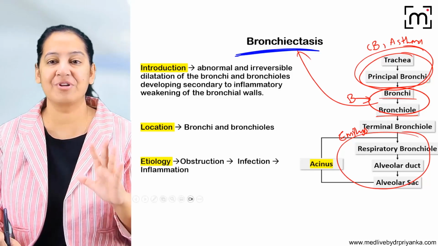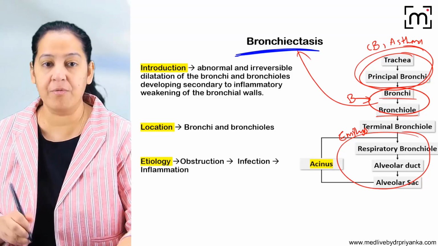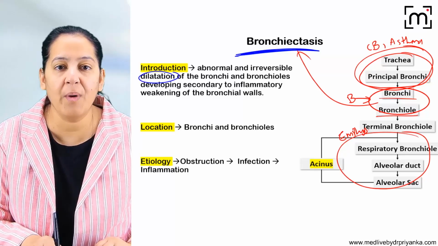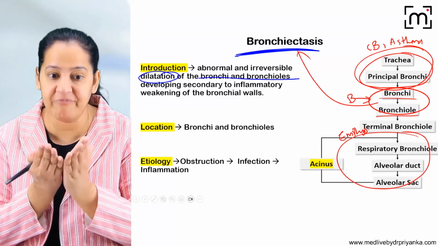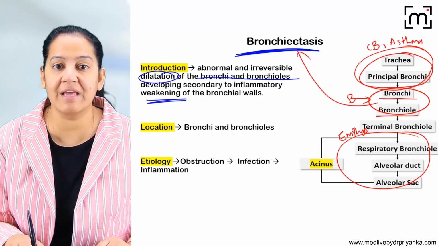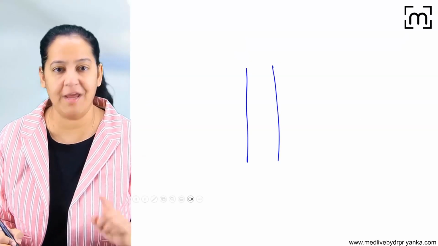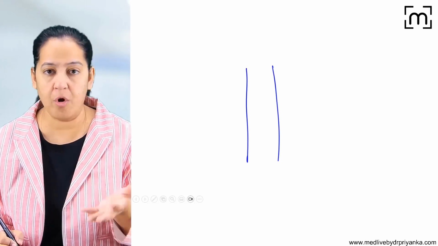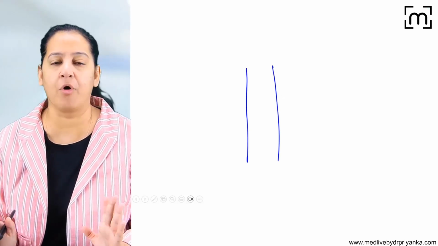So what is the level of obstruction? It's bronchi and bronchiole. What is happening in the bronchi and bronchiole? They get dilated. Why do they get dilated? Because their walls become weak. Who is causing the weakness of the wall? The infection and inflammation. Imagine this is either a bronchus or a bronchiole, primary, secondary, tertiary, terminal. It can be a bronchus or any bronchiole.